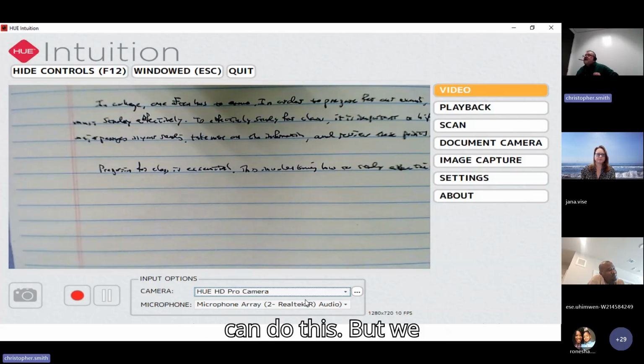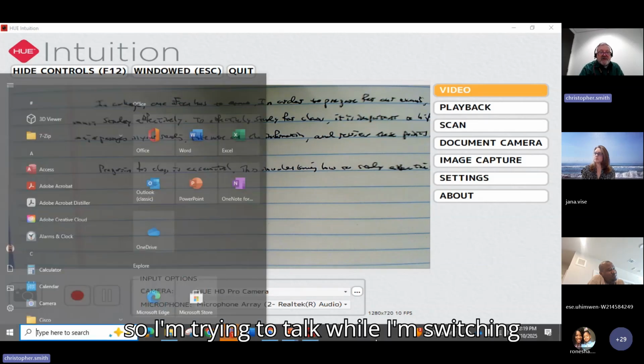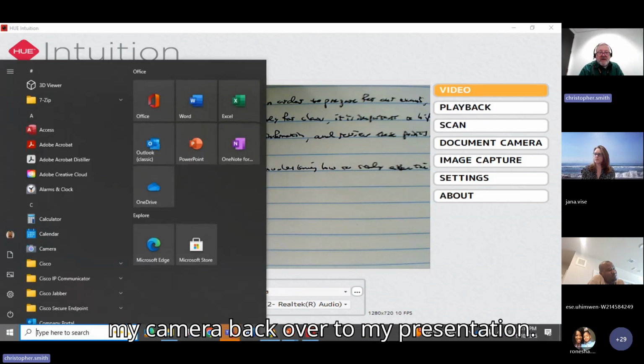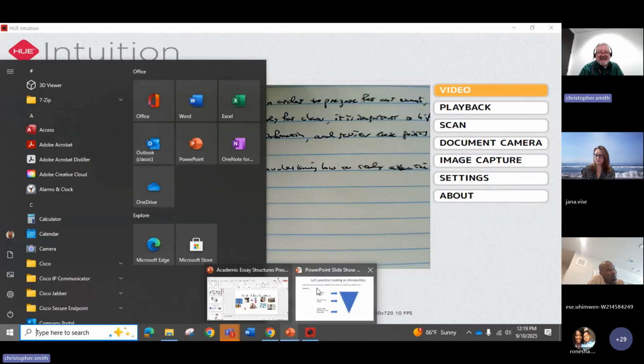But we do always want our introductory paragraphs to follow this pattern. It's very important. And so I'm trying to talk while I'm switching my camera back over to my presentation.